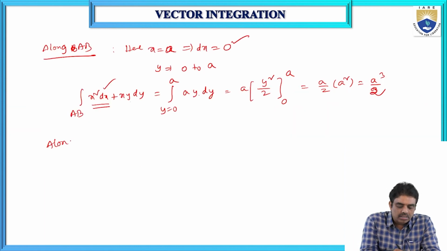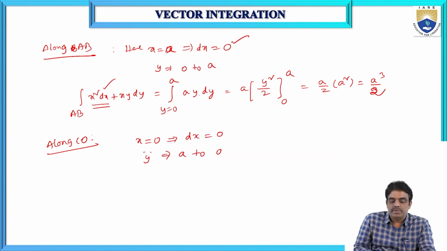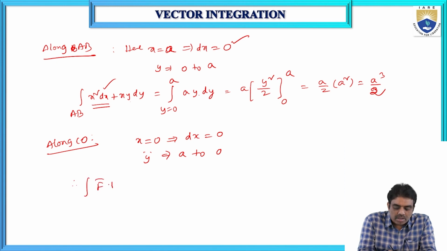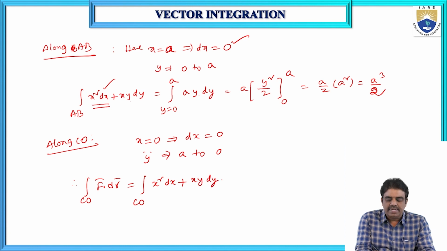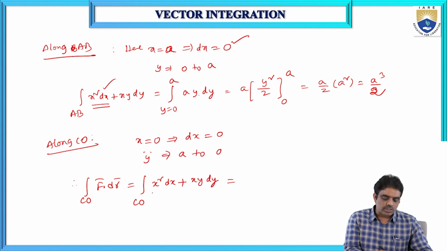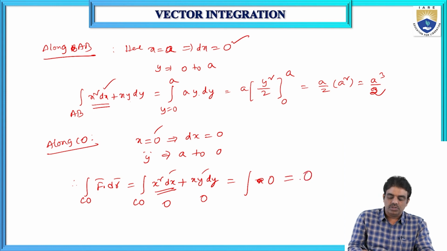Last, along CO. What is the equation of CO? Because it is the y-axis, x is 0 is the equation. So dx is equal to 0. But y is a variable, y varies from a to 0. Therefore, the integral of f bar dot dr bar along CO is the integral of x square dx plus xy dy. Because dx is 0, the first term will be 0, and x is also 0, so the second term is also 0. So that is equal to 0. This is the fourth integral.